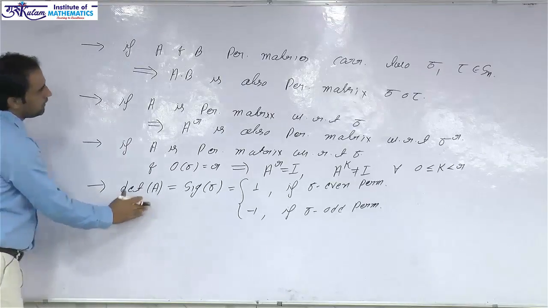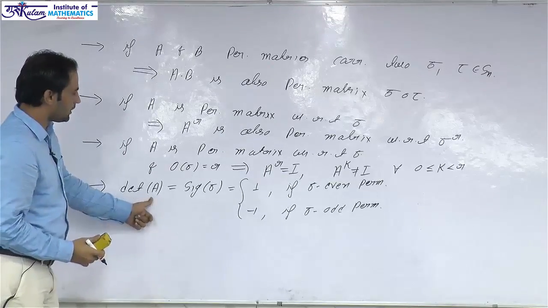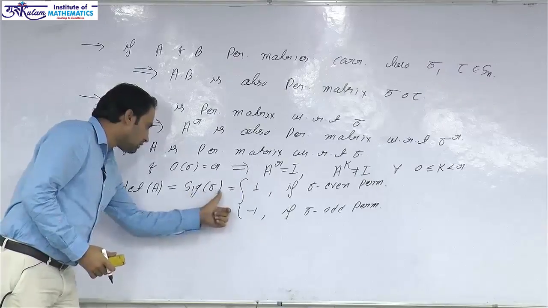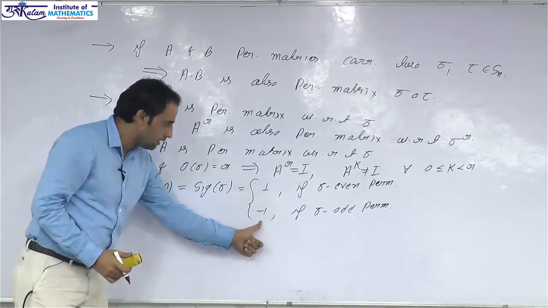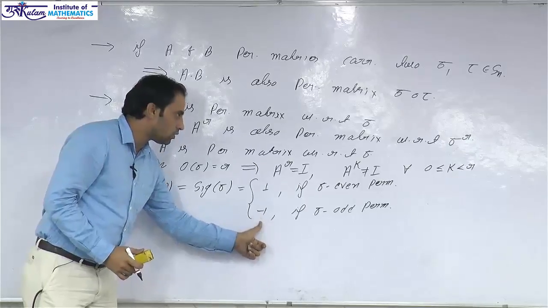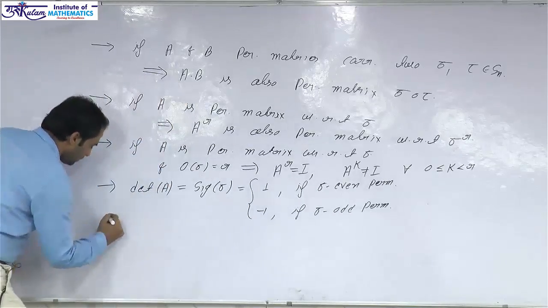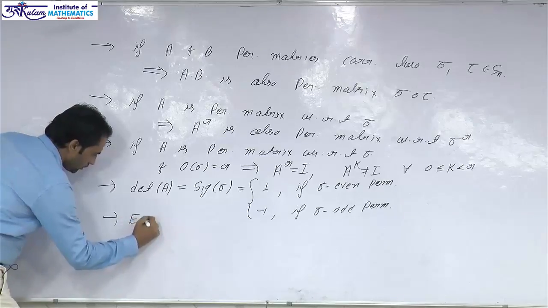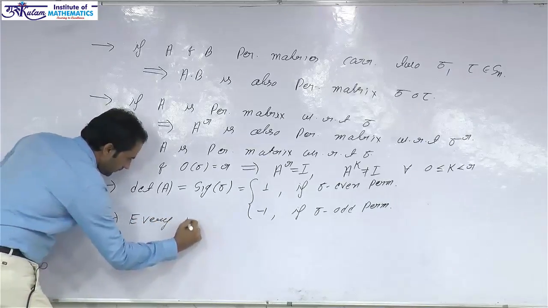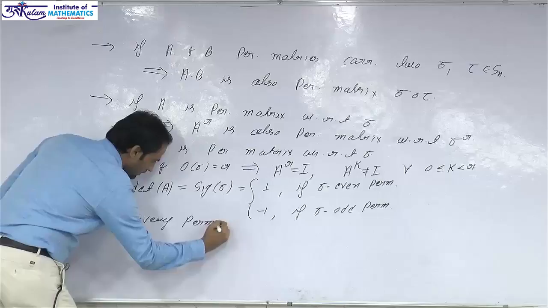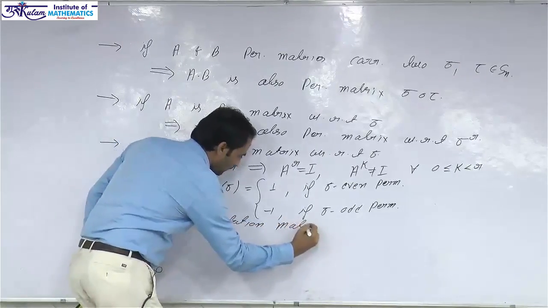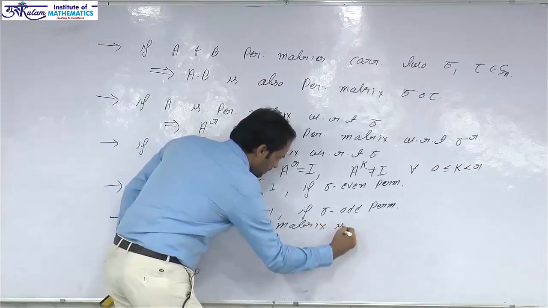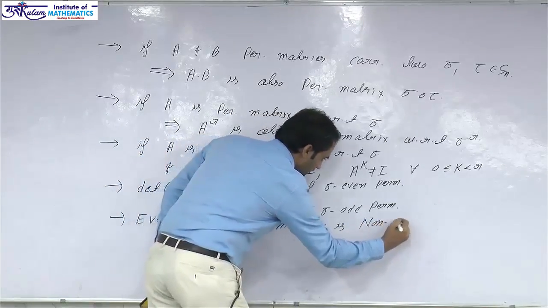If you want to find the determinant of any permutation matrix, it is only the signature of the permutation, and the signature is either 1 or -1, which is always non-zero. That is, every permutation matrix is a non-singular matrix. So every permutation matrix is always a non-singular matrix.